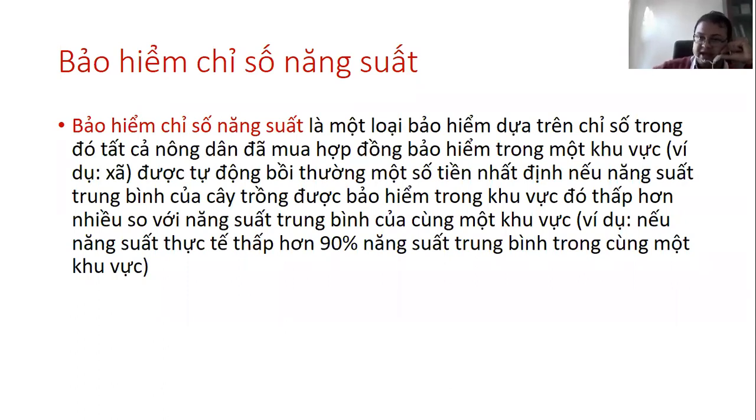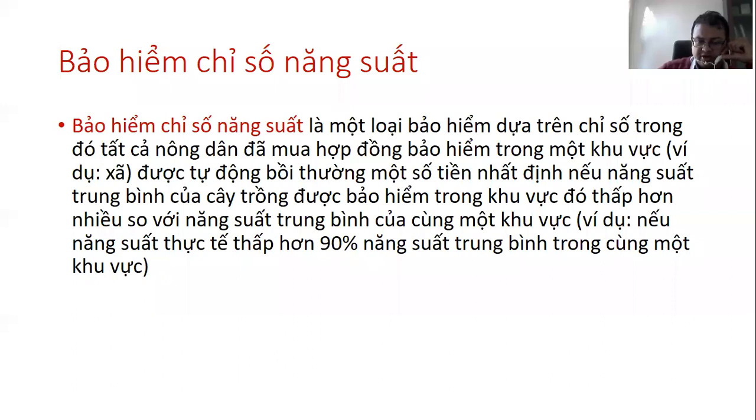So, if we know that the average yield is, let's say, 1 ton per acre for a certain crop, then the average might be set at 900 kgs or 800 kgs. So, a certain percentage below the average. So that's essentially what yield index is. It's a kind of index insurance, but where the underlying index is based on the average yield experienced in the particular area.